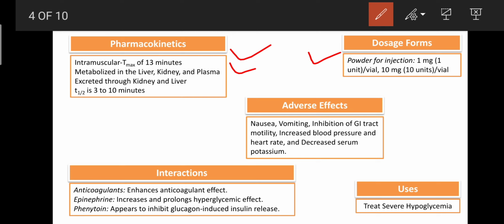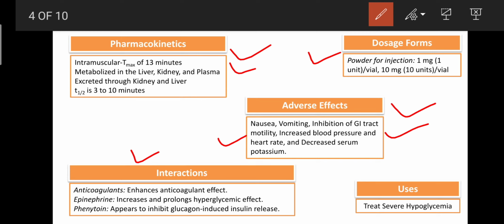Regarding the ADRs, the glucagon can produce nausea, vomiting, inhibition of GIT motility, increased blood pressure and heart rate, and decreased serum potassium. So the blood pressure and heart rate increase only in the normal dose. But in higher doses, it can reverse the blood pressure by causing vasodilatation.